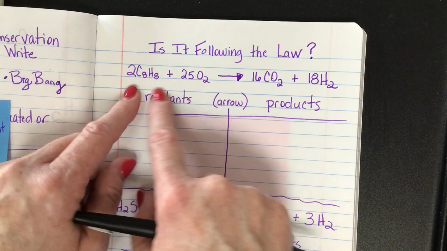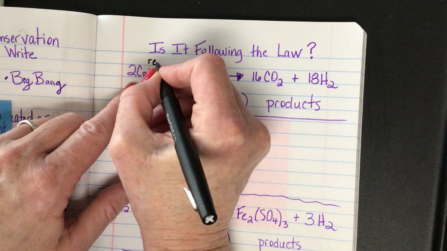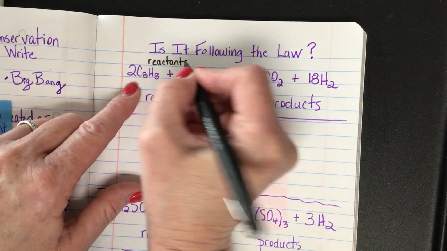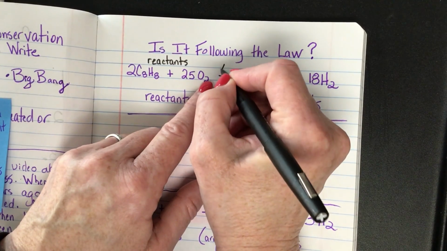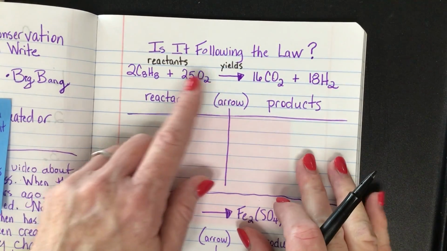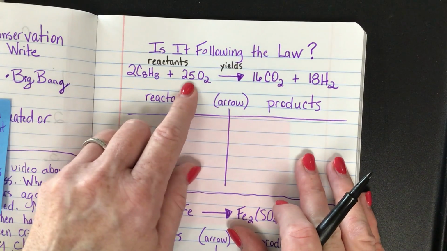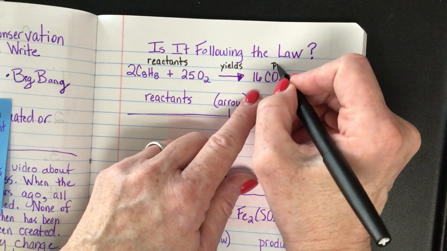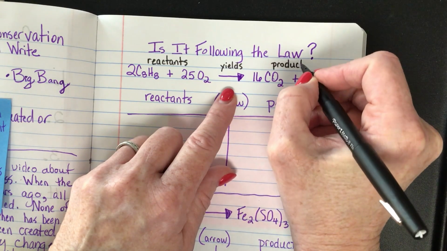This side right here, these guys are called the reactants. So let's write reactants. And the fancy science word for the arrow is yields. So we add this chemical to this chemical and it yields products over here. So we have reactants yielding the products.